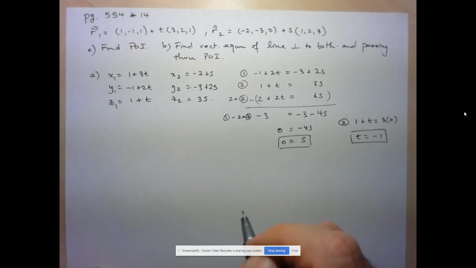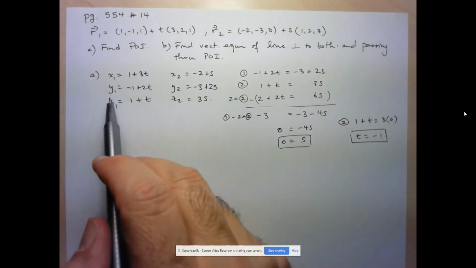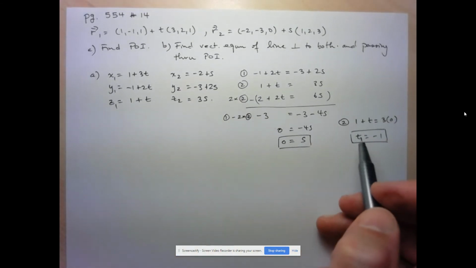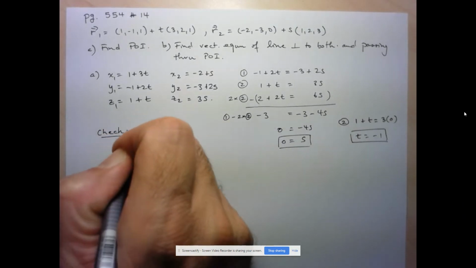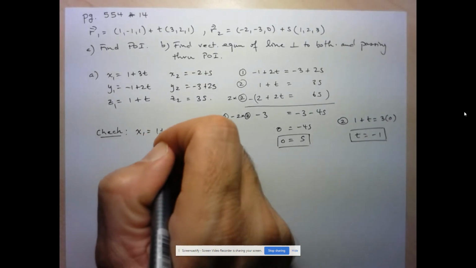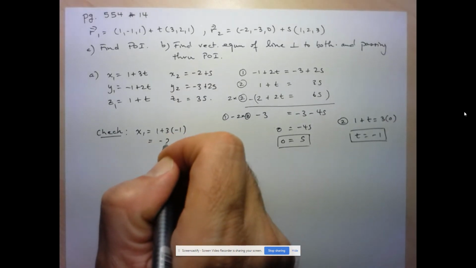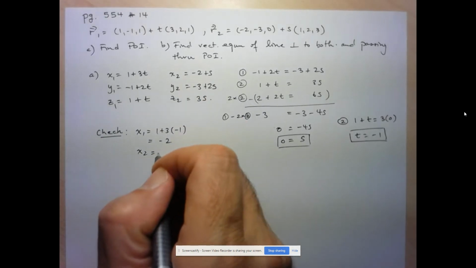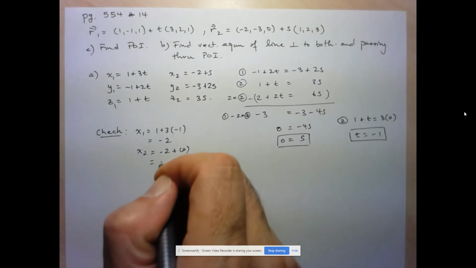So this is where we have to be careful, because these are the s and t values that make the y's and z's equal. I need to make sure that these same s and t values make the x values the same. So I'm going to do my little check here. If I take x1, I have 1 plus 3t, which is -1. So 1 minus 3 is -2. And then x2 is -2 plus s, which we found to be 0. And again, we have -2.